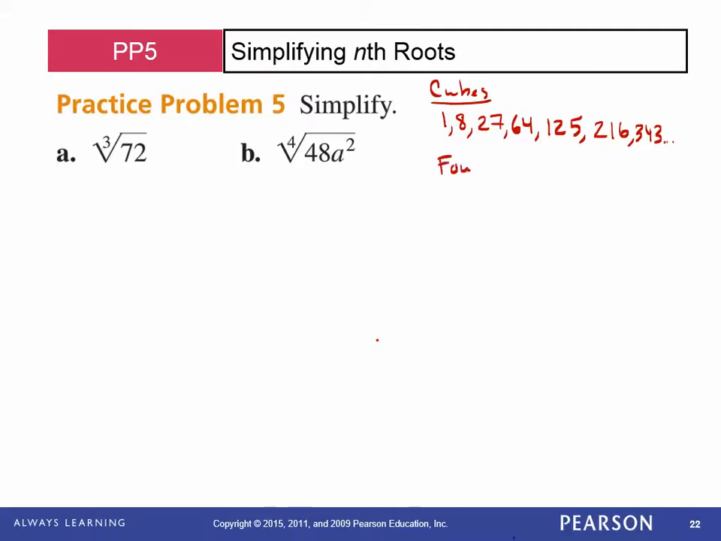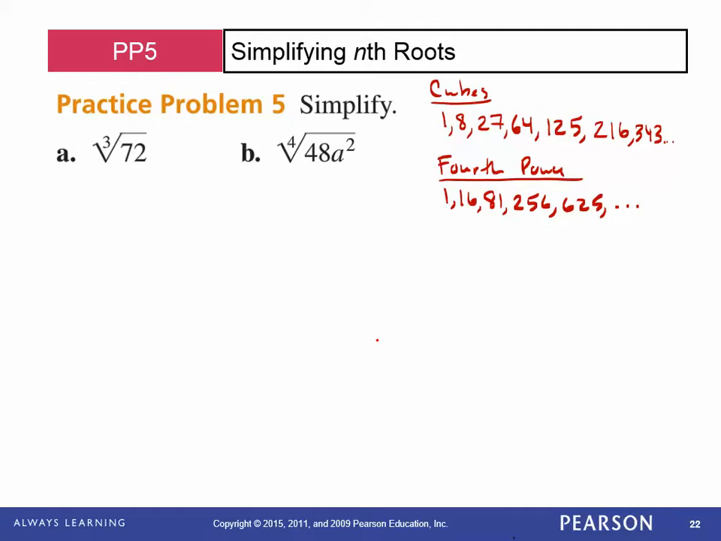Okay, and then maybe fourth powers. If you take 1 to the 4th power, it stays a 1. If you take 2 to the 4th power, it would be 16. And again, perfect fourth powers would be 81, 256, and 625. And those are really the ones you'll see in this class. So at least I listed them for you.